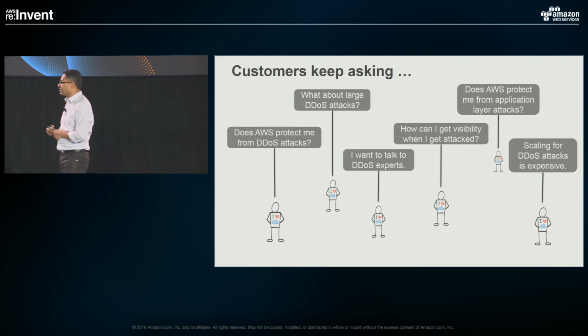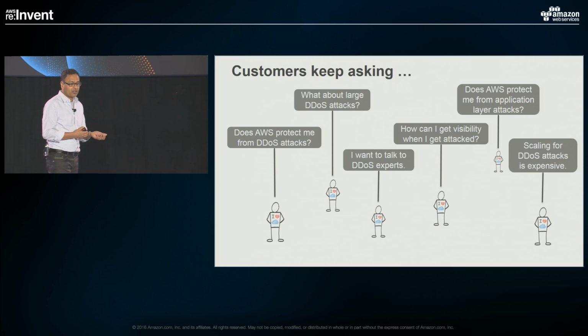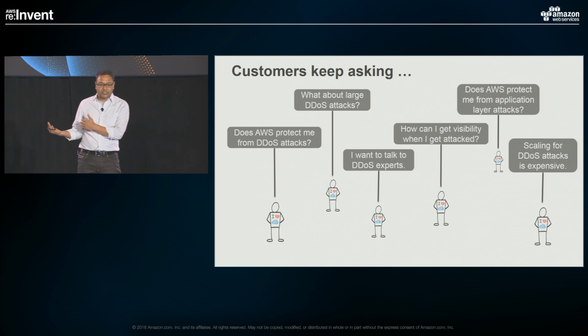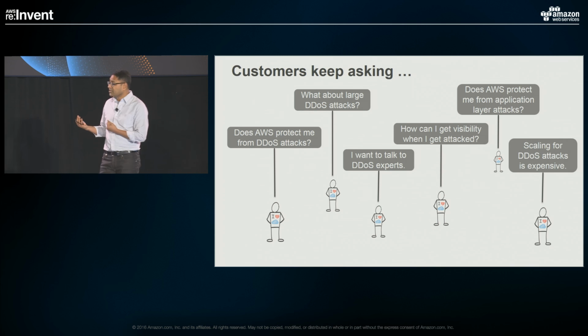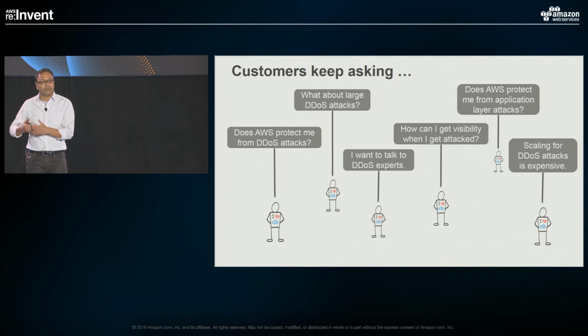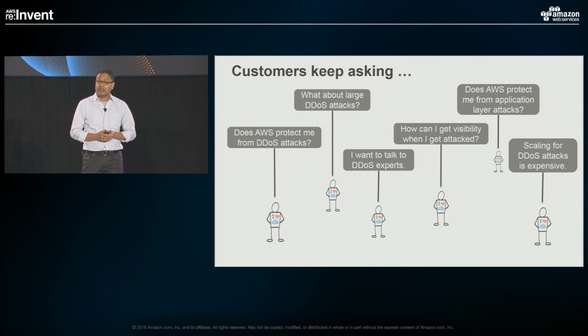One thing they asked us was, how does AWS really protect you against DDoS attacks? The second thing they asked was, can I talk to some of your DDoS experts, and can you help us when needed? Then they asked for visibility into these attacks. Can I know the kinds of mitigations you put in place, what kind of packets come in when there is a DDoS attack, can I get packet captures, and so on?